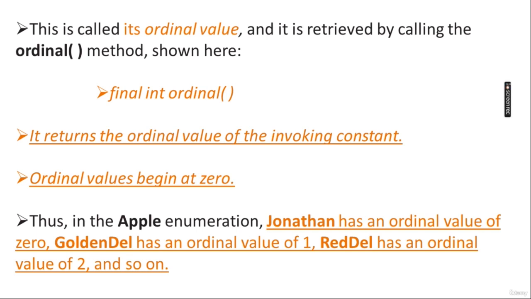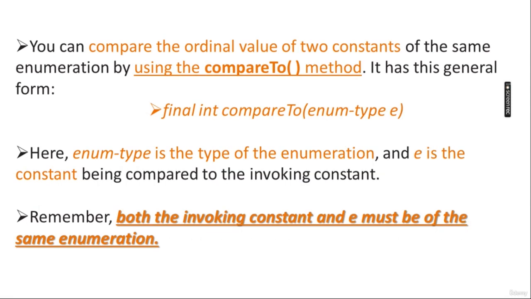You cannot modify this value. Ordinal values begin at 0. Thus in the Apple enumeration, Jonathan has ordinal value 0. Then Golden Delicious has ordinal value 1. And Red Delicious has ordinal value 2, and so on. That is the position of the particular constant.